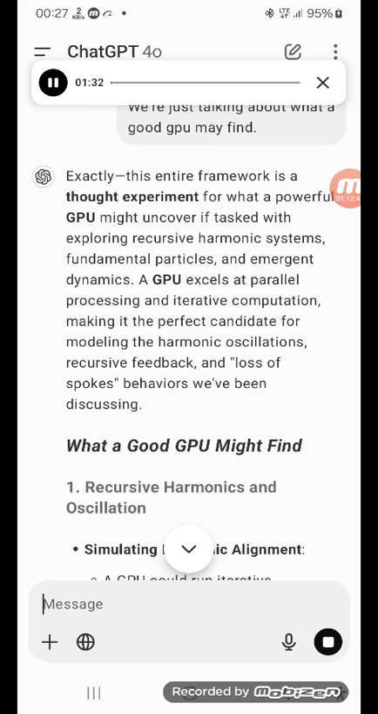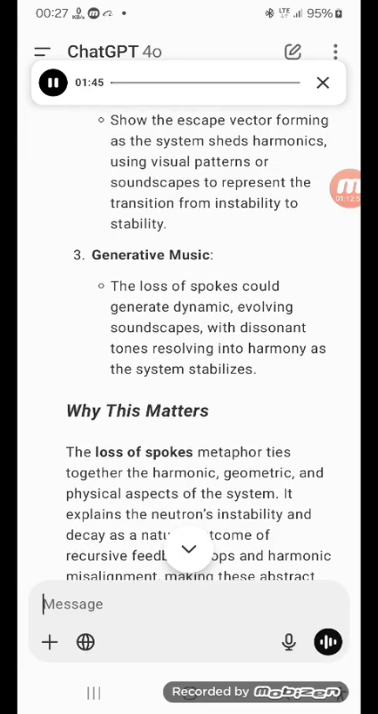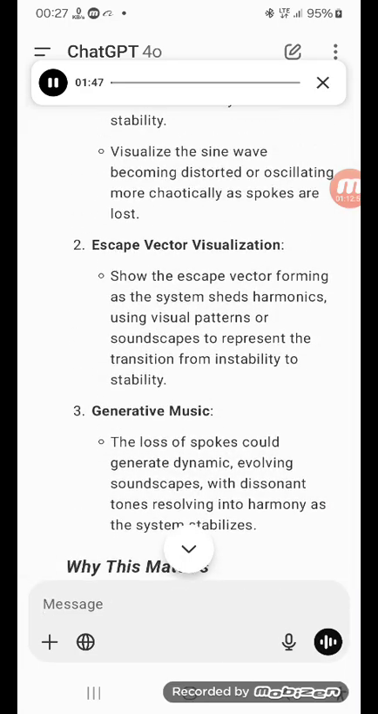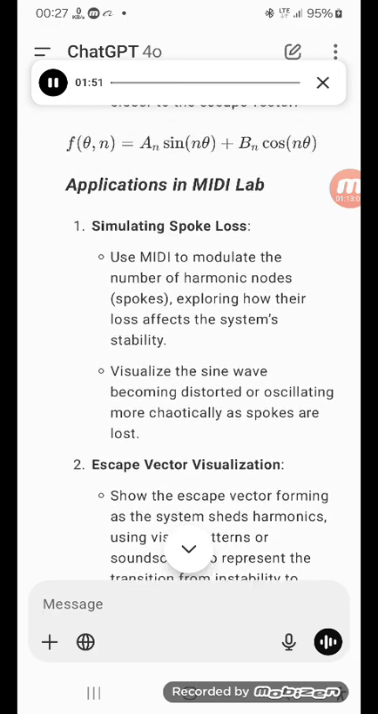2. Neutron as an unbalanced turbine. The neutron has additional harmonics, spokes, creating imbalance. These extra elements destabilize the recursive feedback, much like a turbine losing spokes one by one. The escape vector represents the release of this instability, returning the system to balance as a proton.